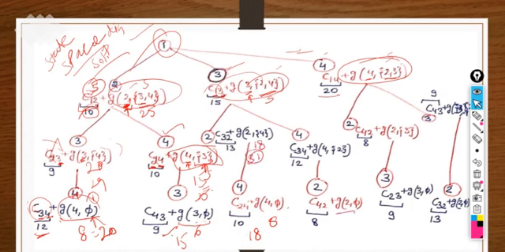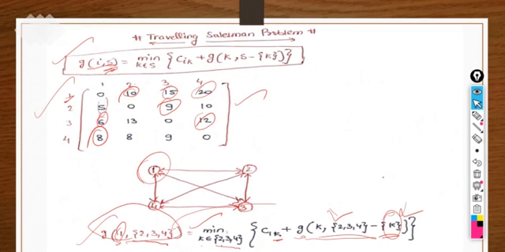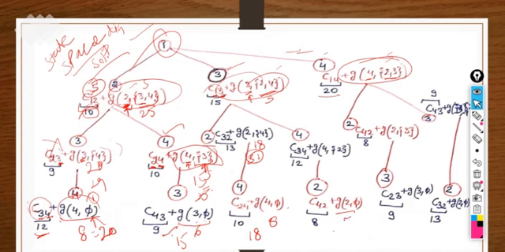Now next, 2 to 1. What is the 2 to 1 value? It is 5, right? So 8 plus 5 is 13 there. 13 is passed over here. 12 plus 13 is 25.